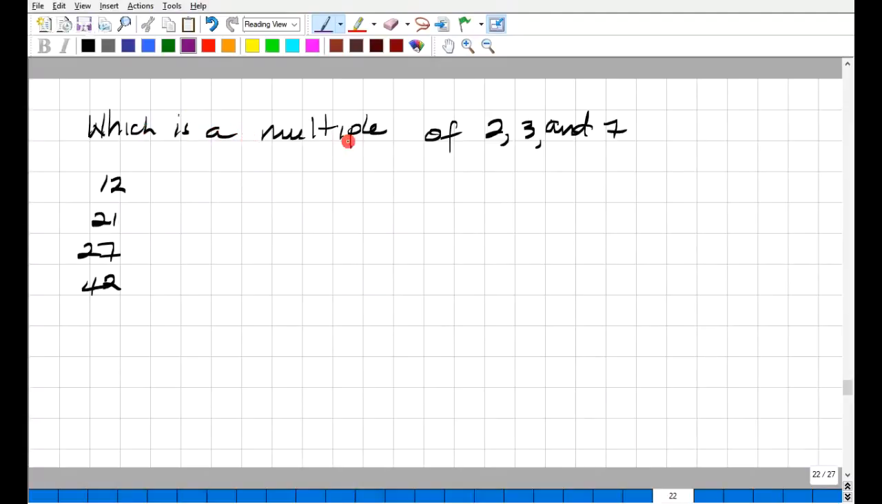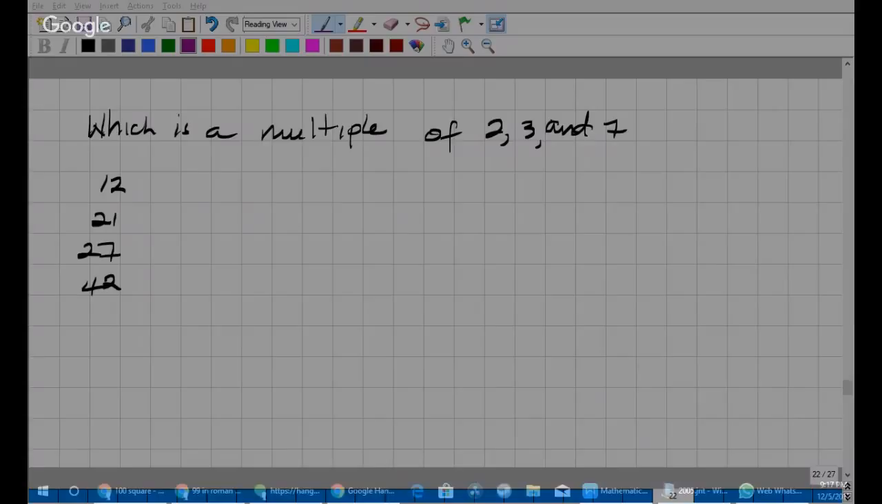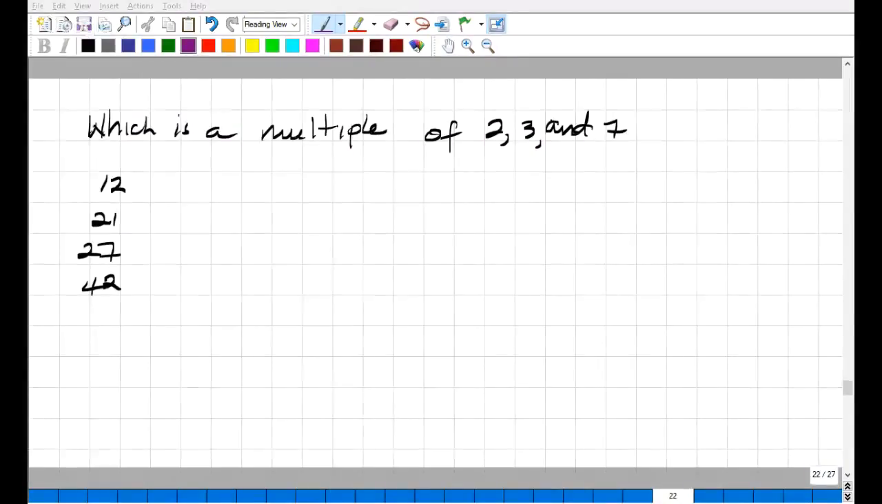Which of these is a multiple of 2, 3, and 7? You can multiply something by 7 to get 27? No. 42.